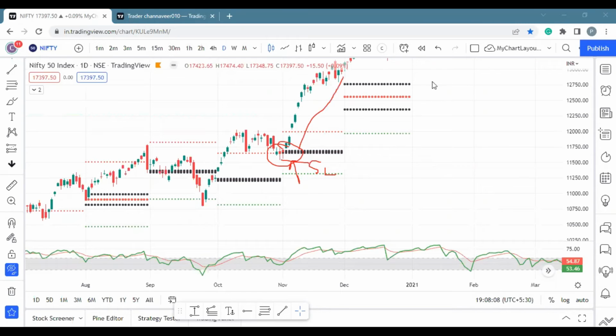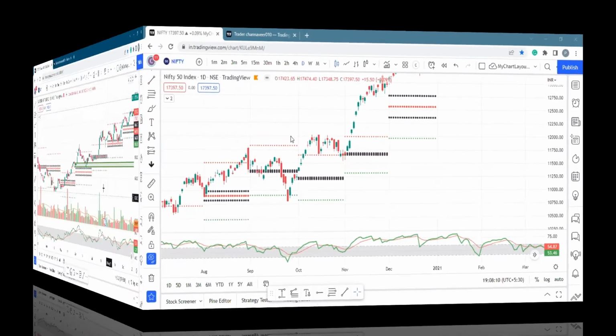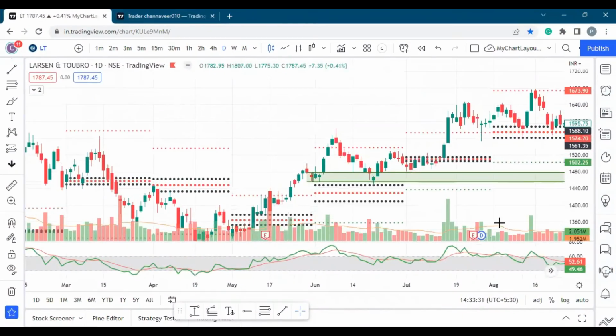Let's move on to the other chart. Let's see how it works on the stocks as well. So the stock which I have chosen is LT. I can clearly see the same opportunity just close to the CPR. Let me mark it for you. Let me hide this zone.